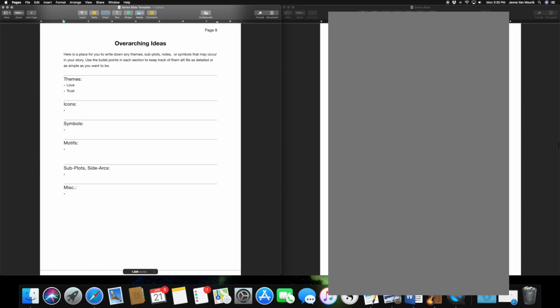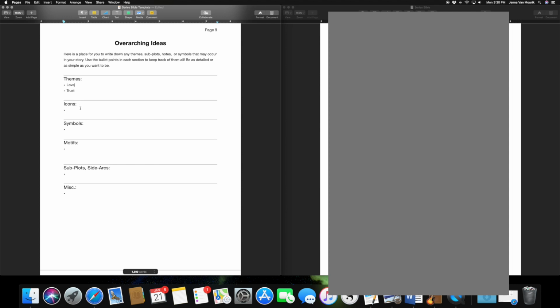Basically, in here, you would put any themes, icons, symbols, motifs, subplots, side arcs, or miscellaneous information that would come up throughout your entire story. For instance, if there's a certain theme of regret that happens throughout your entire story, you could add that there. You could add as many bullet points as you want. You can be as detailed as you want. Again, this is really just the theme.